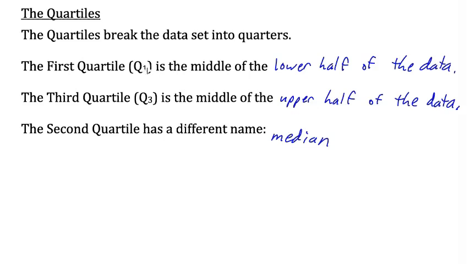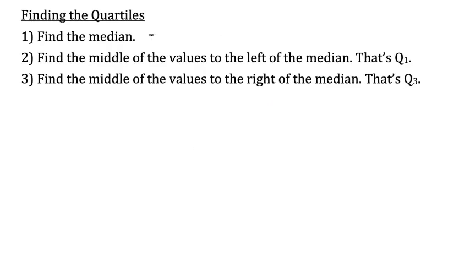Now, the first quartile is like the median of the lower half of the data, and the third quartile is the median of the upper half of the data. Let's give it a try. So we're finding quartiles. We will first find the median, and then we'll find the middle of the values to the left of the median, and that will be the first quartile. Now notice we are not including the median when we are finding the first quartile. It's everything to the left. And then same thing for the third quartile, but we're finding the middle of the values to the right of the median.